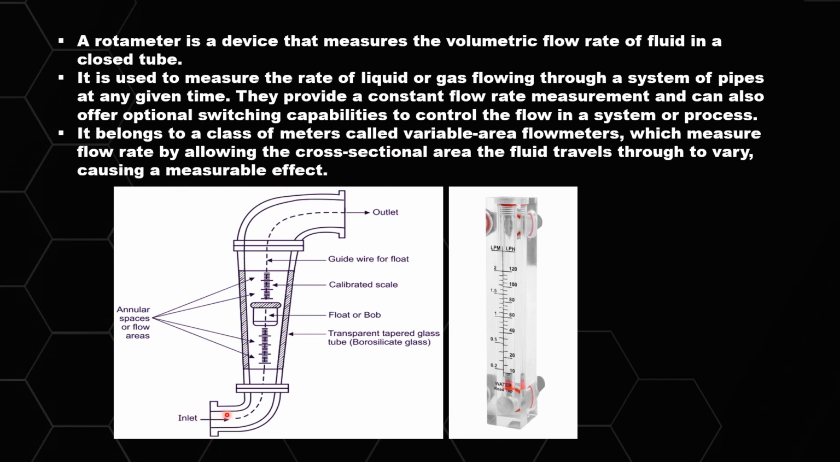So basically here, if you could see, the cross-sectional area is varying across the tube. So once the fluid passes through this particular area, the cross-sectional area is varying. Therefore, it is allowing a variable flow rate and causing a measurable effect. So through this, we get to know what flow rate is there, and we can control the flow rate in a particular system using rotameter. So rotameters are the devices that allow us to measure a flow rate of a particular fluid or a gas in a system.